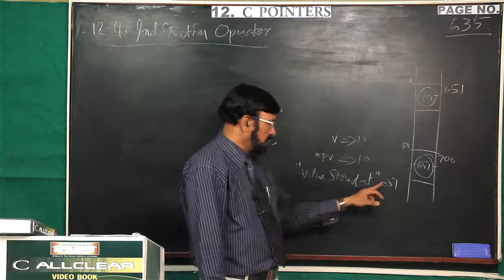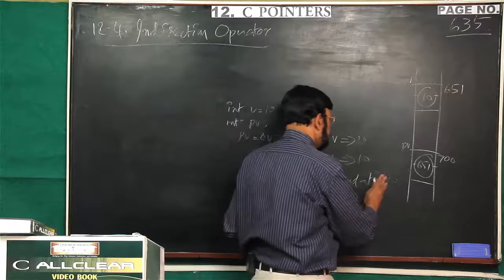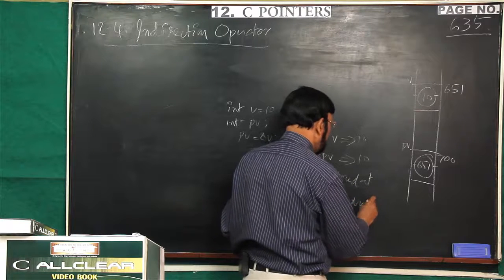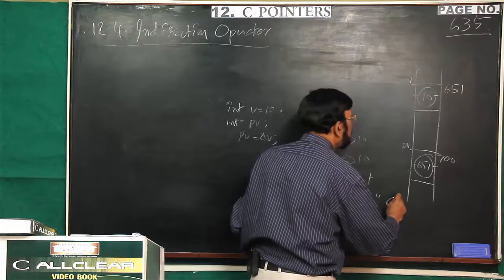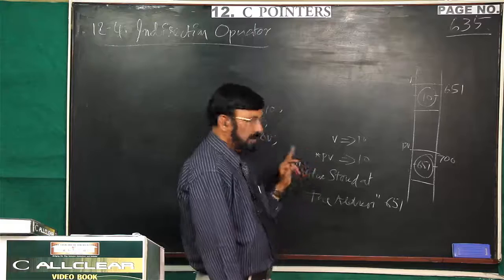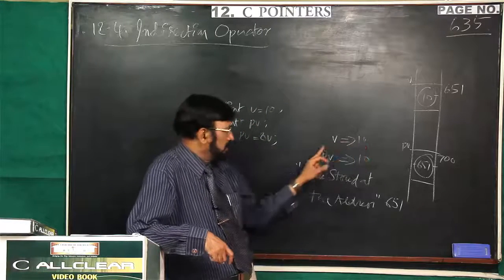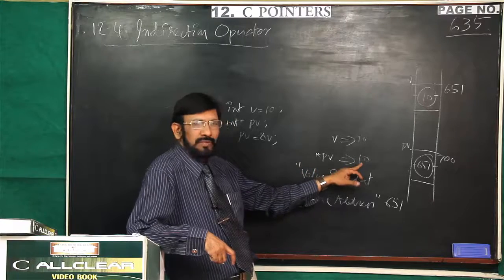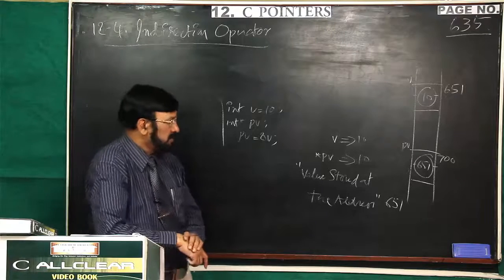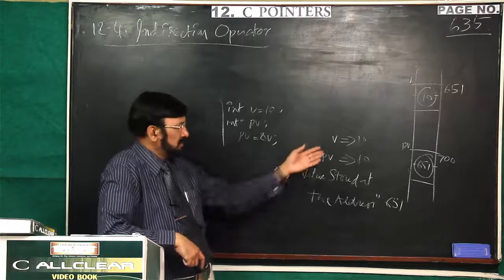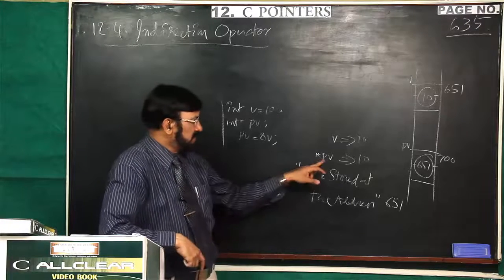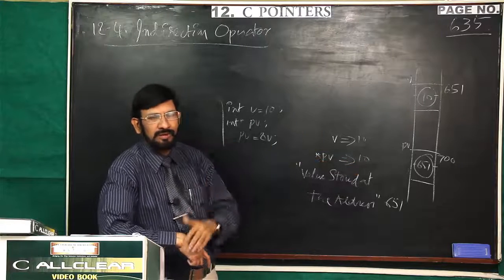Now the value stored at the address 651, what is there? 10. Now if you write v, you can retrieve 10. If you write star pv also, you can retrieve 10 once you have written the three statements. That is the point to understand. And why should we write star pv, when v is very simple for us? Actually, this is an indirect way of retrieving the value 10.